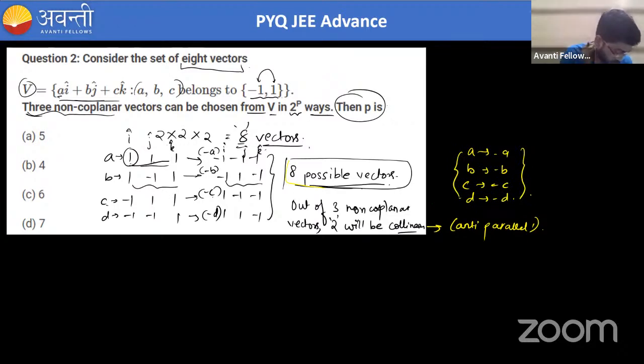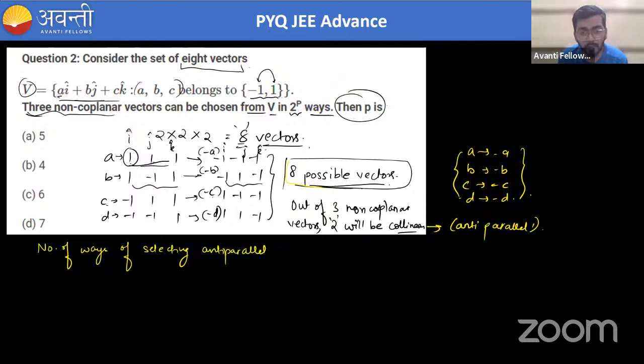So the number of ways of selecting anti-parallel vectors is 4, right? For A minus A, for B minus B, for C minus C, and for D minus D. So these are the only ways where you can select anti-parallel vectors.